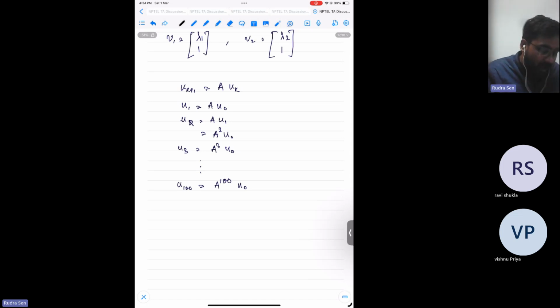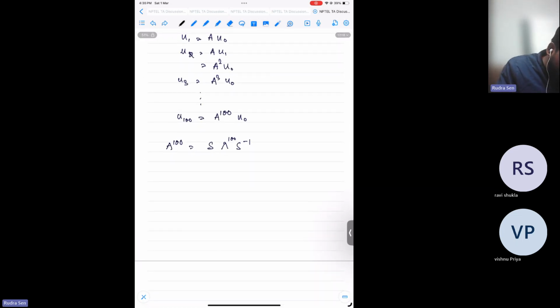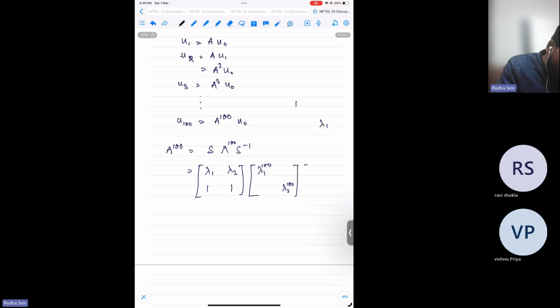So how do you find this a100? We have this thing, a100 equals S lambda to the power 100 S inverse, right? So what is S? S is basically lambda 1, 1, lambda 2, 1, and what is this? This is basically lambda 1 to the power 100, lambda 2 to the power 100, and this is S inverse. So how to find out this S inverse? What is the S inverse? It's 1, minus lambda 2, minus 1, lambda 1, divided by lambda 1 minus lambda 2, right?